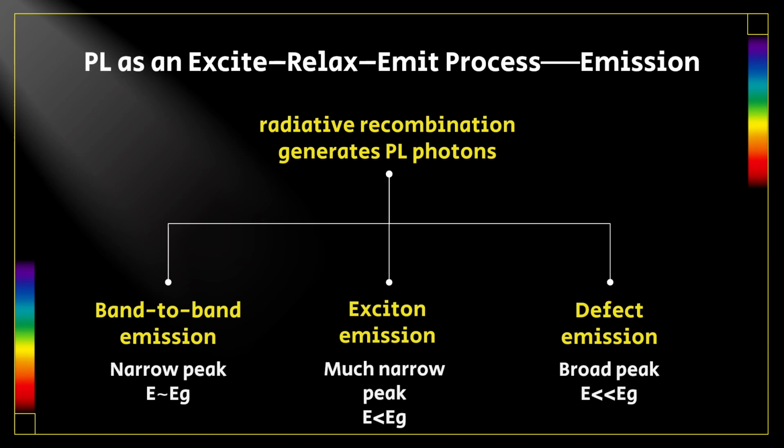And second, exciton emission is a radiative process where a bound electron-hole pair recombines and emits a photon. It is usually seen in wide bandgap materials with much narrower PL peaks, and with energy slightly smaller than the bandgap energy.